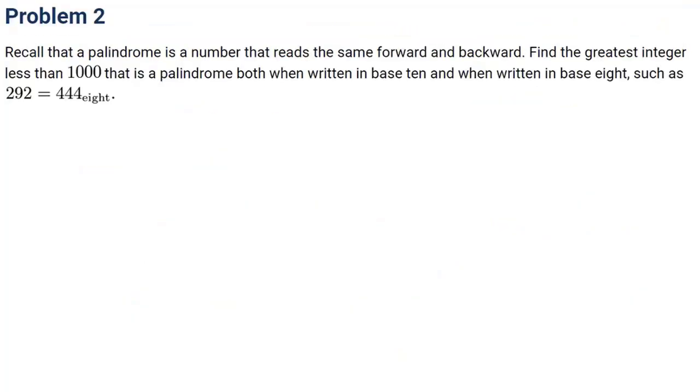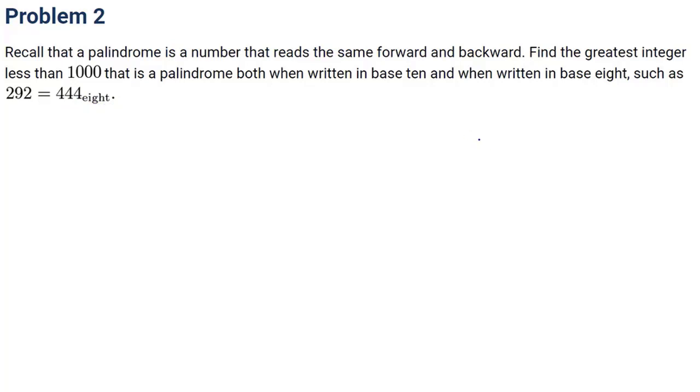AIME II 2023, problem number 2. Recall, a palindrome is a number that reads the same forward and backward. Find the greatest integer less than 1000 that is a palindrome both when written in base 10 and when written in base 8, such as 292, which is 444 in base 8.